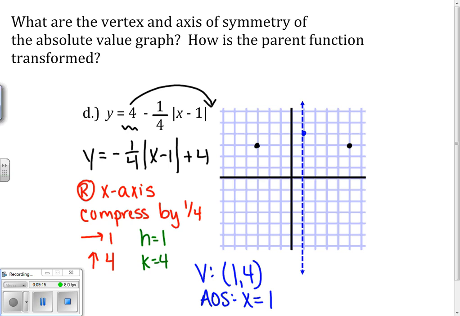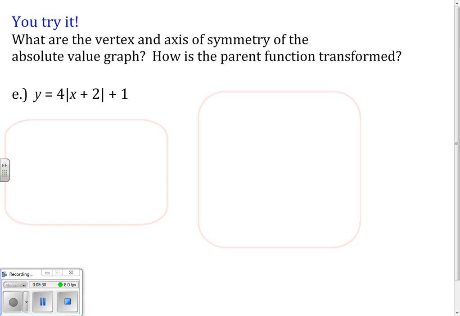before you can draw in the absolute value function. This should both open down and be really flat because a compression of 1/4 is really flat compared to most. Pause the video and you try it.